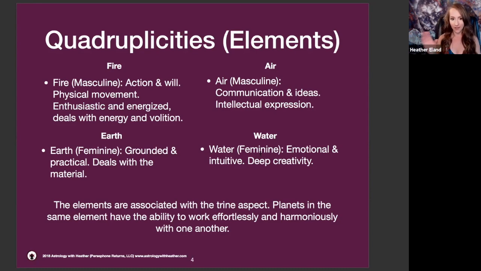But for the most part, it's more material and more sensory. And so the earth signs are going to be Taurus, Virgo, and Capricorn. Water is the other feminine quality, the other feminine element.